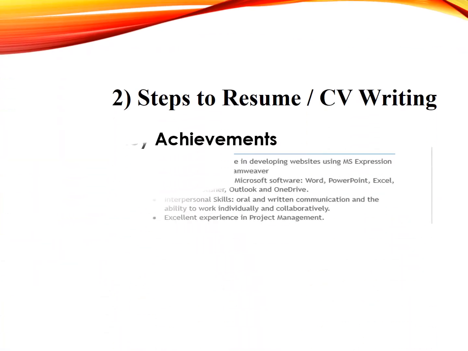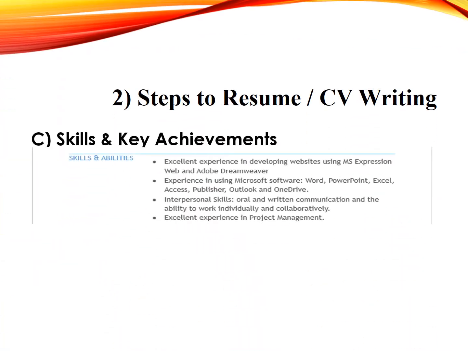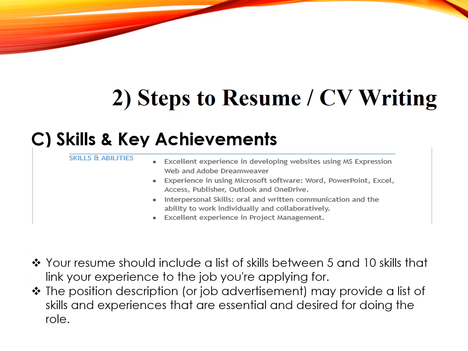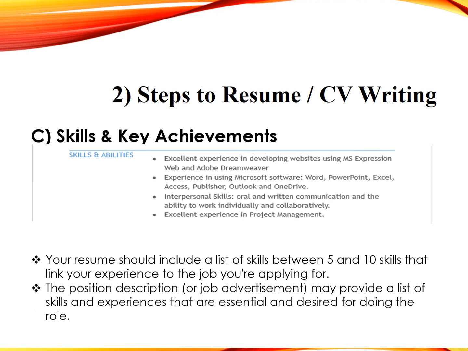The third section in your CV should be your skills and key achievements. Your CV should include a list of skills between 5 to 10 skills that link your experience to the job you are applying for. The position description or job advertisement may provide a list of skills and experiences that are essential and desired for doing the role.